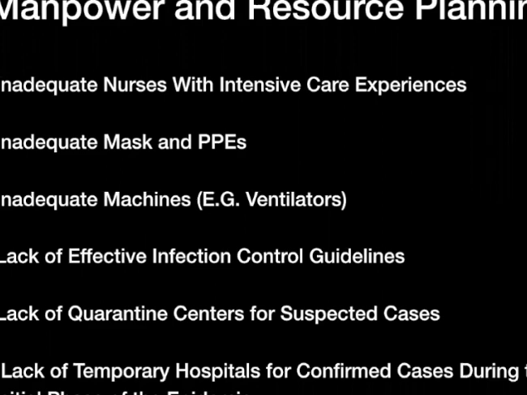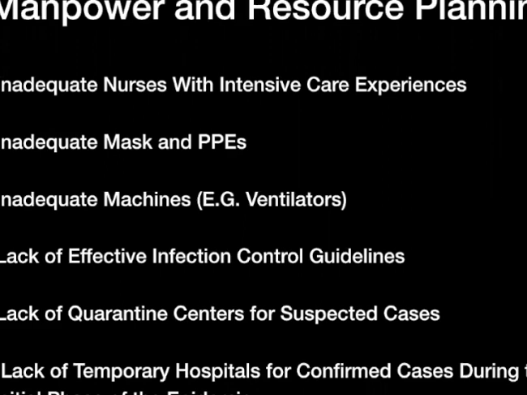The second point is inadequate masks and PPE. So the hospital itself should activate emergency production lines of factories if it can to produce additional resources, and those would be masks, PPE, and ventilators to meet the needs when the outbreak actually reaches us.